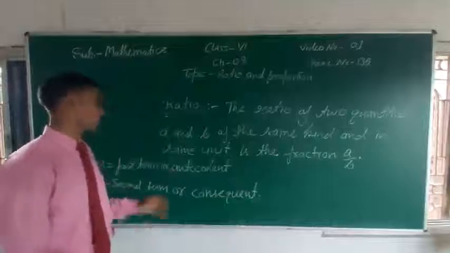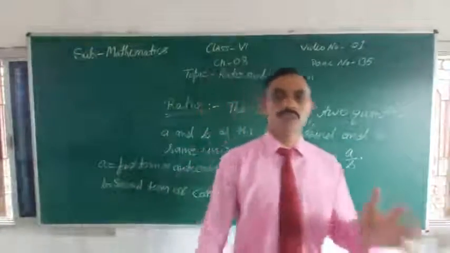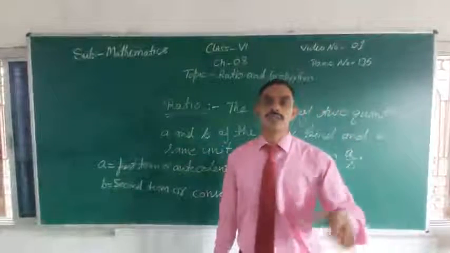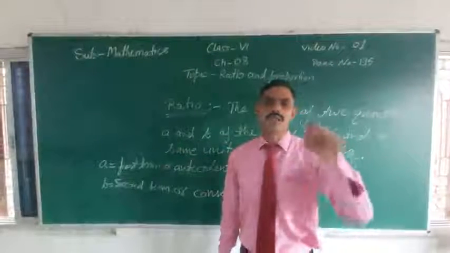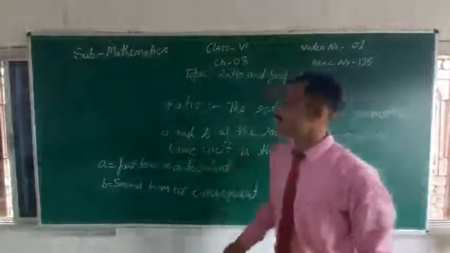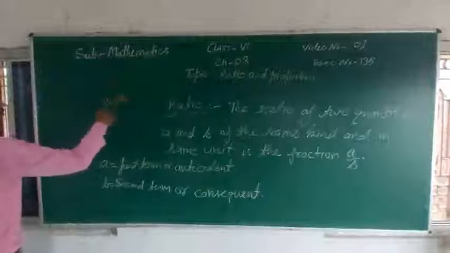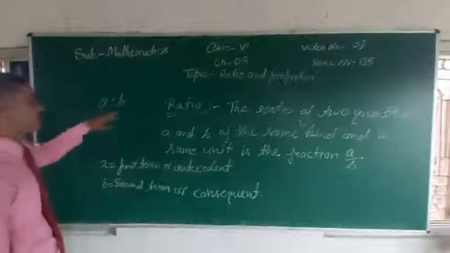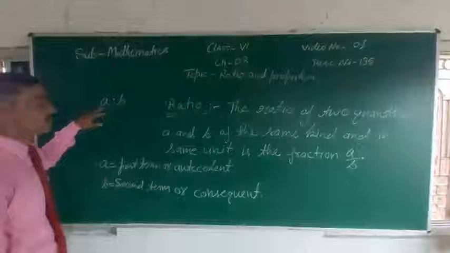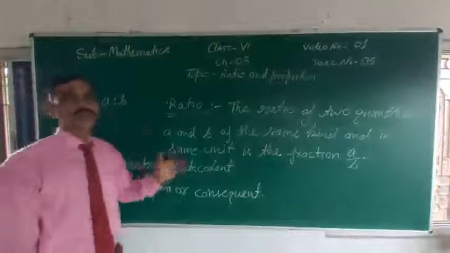So now you understand what a ratio is. Ratio is a fraction of two quantities of the same kind in the same unit, and it can be written as A ratio B. If there is a fraction of two quantities A and B, then the ratio is written as A ratio B and it is read as A is to B.